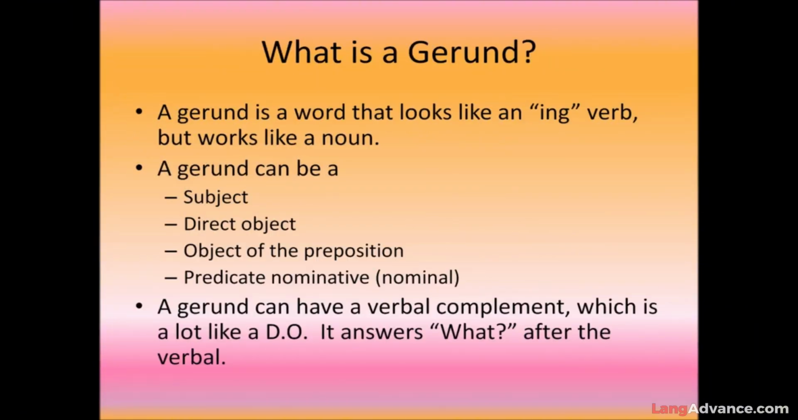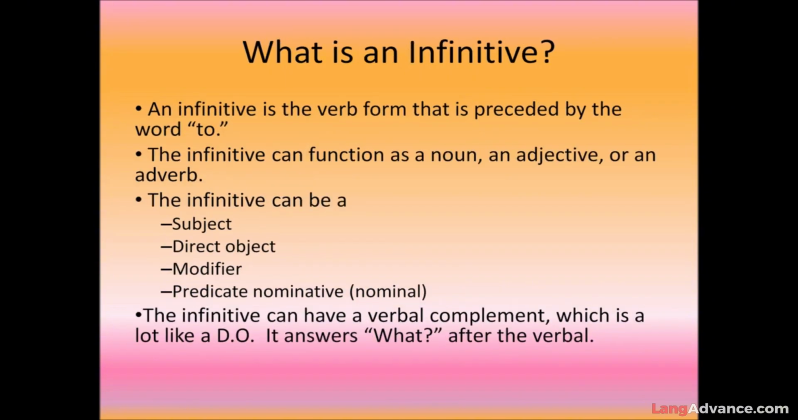What's a gerund? Well, a gerund is a word that looks like an ing verb, but it works like a noun. A gerund can be a subject, it can be a direct object, it can be an object of the preposition, and it could be a predicate nominative. A gerund can have its own direct object.